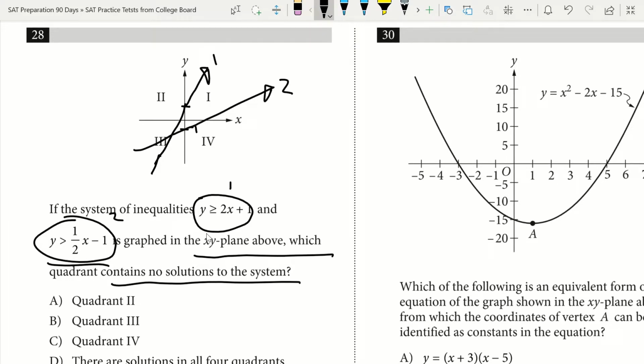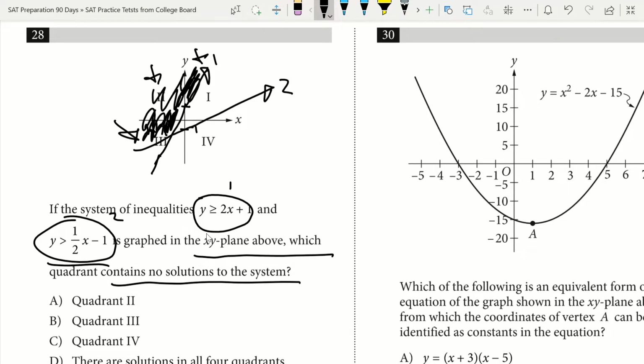We know y's got to be greater than 1, so its solutions are going to be the shaded regions here. Now for 2, its shaded regions would be everything above here, but since we need it where they both are satisfied, we can't include that. We would only shade right here. So the only region that's going to be shaded is this right here. We see that it goes into quadrant 1, quadrant 2, and quadrant 3, but it does not go in quadrant 4.